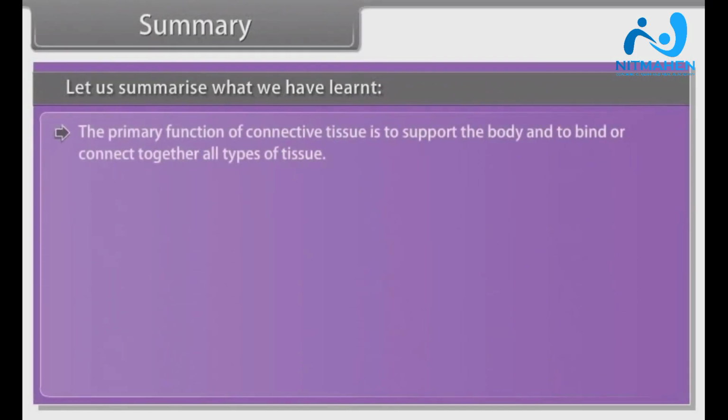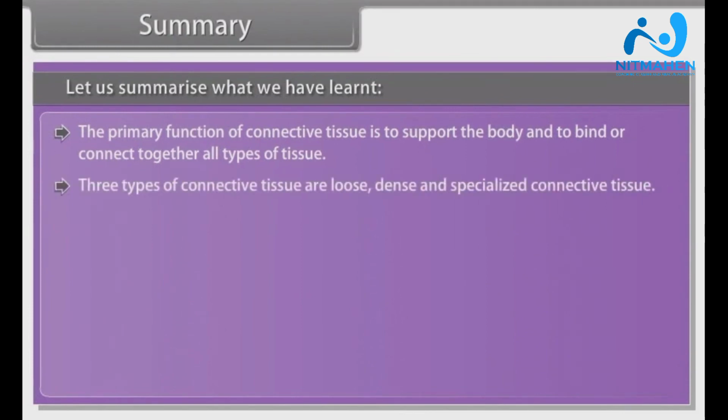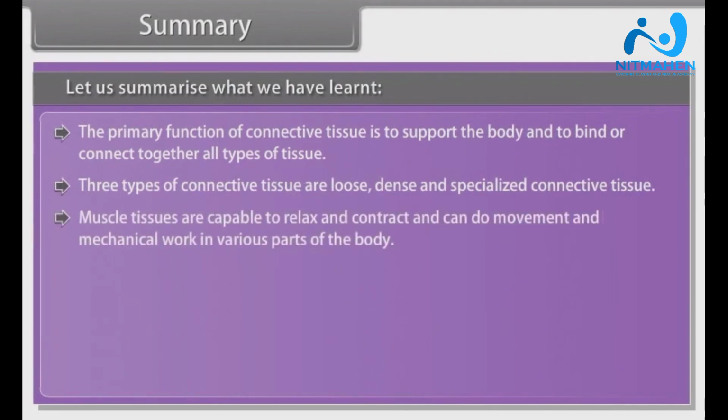The primary function of connective tissue is to support the body and to bind or connect together all types of tissue. 3 types of connective tissue are loose, dense, and specialized connective tissue. Muscle tissues are capable of relaxing and contracting and can do movement and mechanical work in various parts of the body.